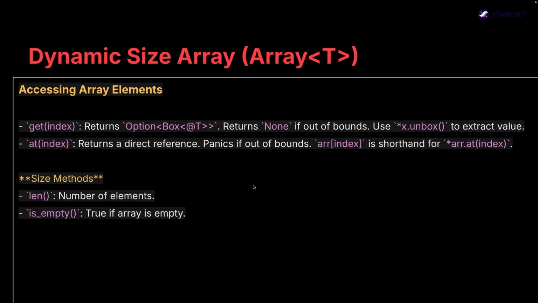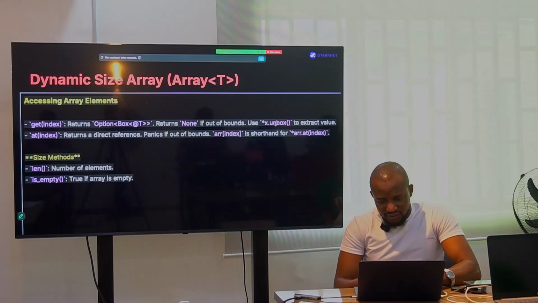When you want to access a dynamic array, use the get index, which returns an Option of Box of Span of T. It returns None if the index you are trying to get is out of bounds. So we have 4 items in the array. You pass index 4. What will happen? It will return None. And to get access to the underlying value, you use the unwrap, the particular type.